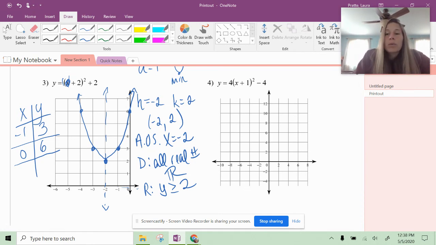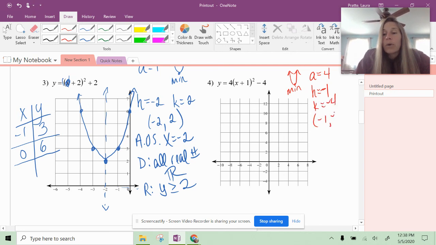All right, and then the last one I'm going to do with you for today. My a value is positive 4, so we know that's going to open up and it's going to have a minimum. My h is negative 1. Make sure you switch the sign. K is negative 4, so my vertex is negative 1, negative 4. The axis of symmetry then is x equals negative 1.